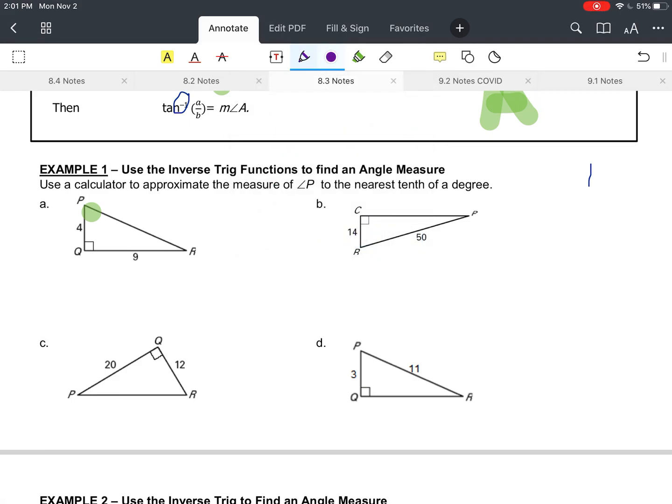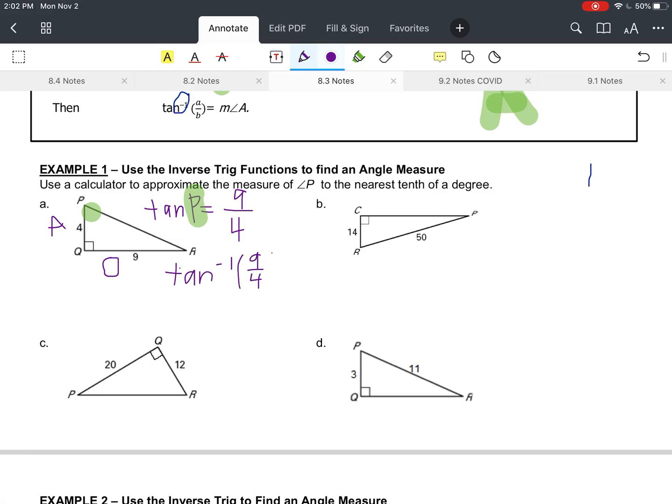So use a calculator to approximate the measure of angle P. So here's angle P. That's what I'm trying to find. I'm going to use that as my reference angle to label my sides just like before. They did not tell me the hypotenuse, but I know 9 is opposite angle P and 4 is adjacent. Well, opposite and adjacent, that's tangent. So I can say the tangent of P equals opposite, which is 9, over adjacent, which is 4.